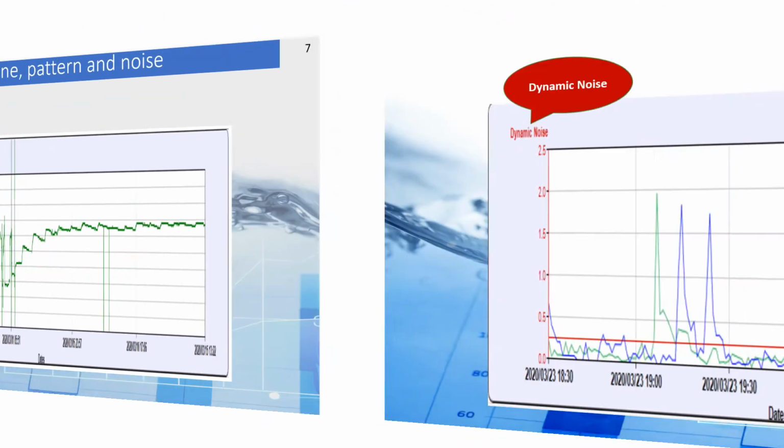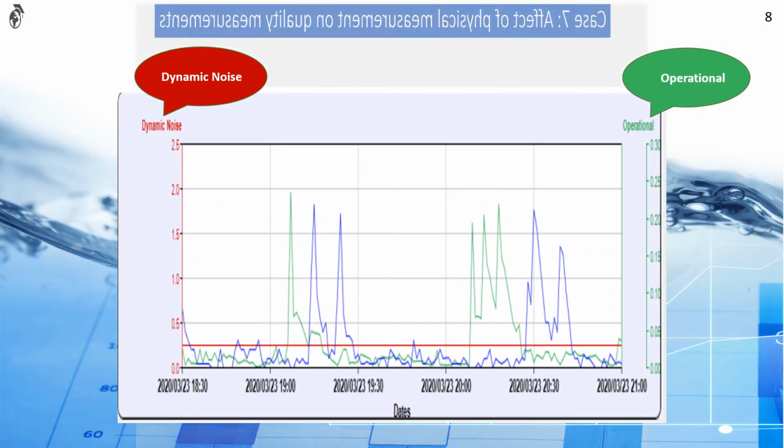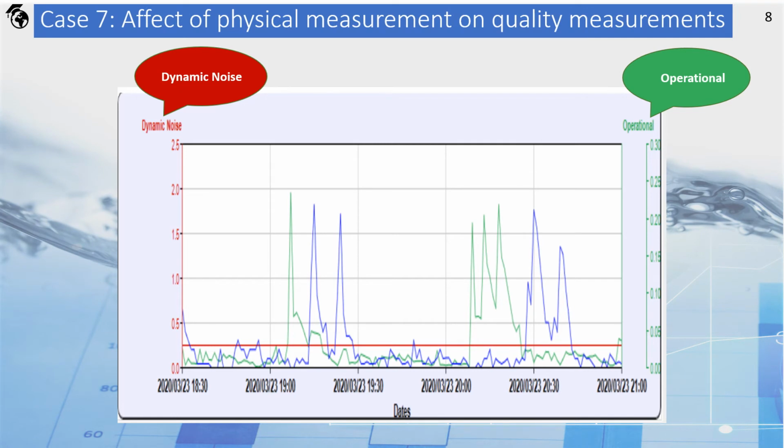Case 7, Effect of physical measurement on quality measurements. The seventh example is the physical measurements' effect on quality measurements. In the graph shown, the green line indicates noise measurement in physical variables, for example, pressure or flow. The blue line indicates noise in quality variables. You can see from the graph that noise in quality variables appears many times after noise in physical variables. In this case, there is no need to create an alert because it would be a false alert.